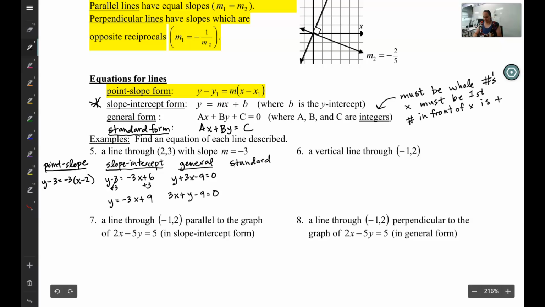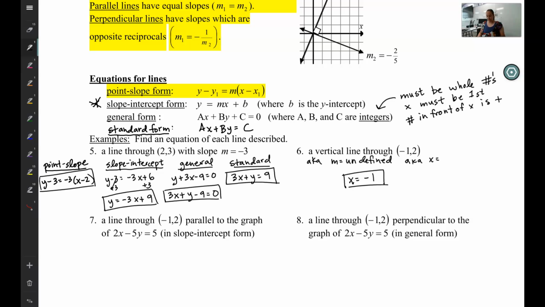And last one, standard. The only difference is that we are going to take our negative 9 over to the other side. So we have 3x plus y equals 9. And there's our standard. So go ahead, pause the video, and try out number 6 on your own.